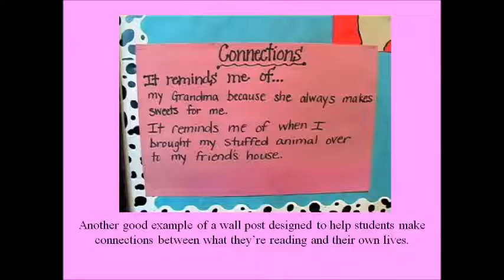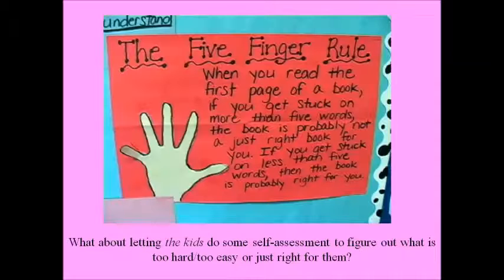Here's some guidelines. Here's some examples. Put them in your room. Put them up. Help the kids remember. And then when you're picking a book, right? How do I know if a book's too hard for me or too easy for me or just right? Well, use the five-finger rule.